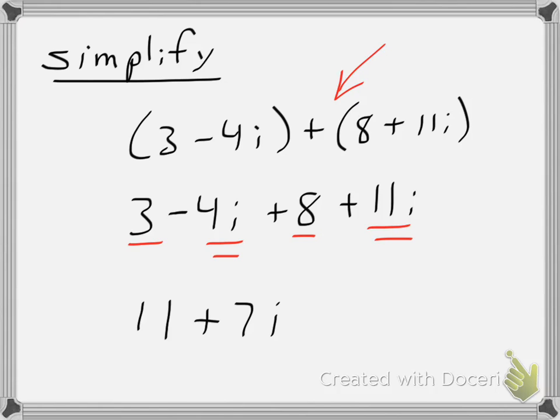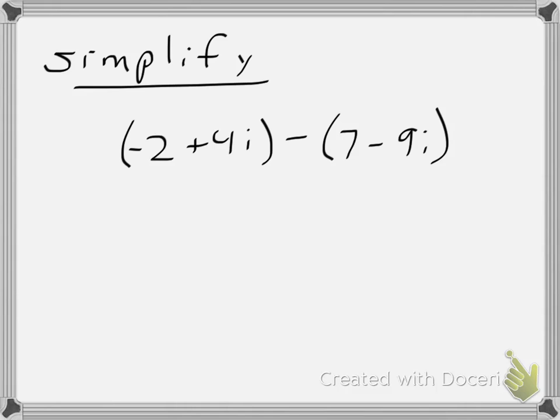So the i doesn't cancel out. It doesn't become i squared, for example, in this case. It just becomes -4i plus 11i, which becomes a positive 7i. And that's as far as you can go. 11 and 7i are not like terms, so I leave them as they are.